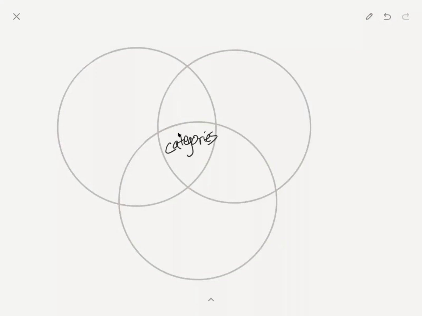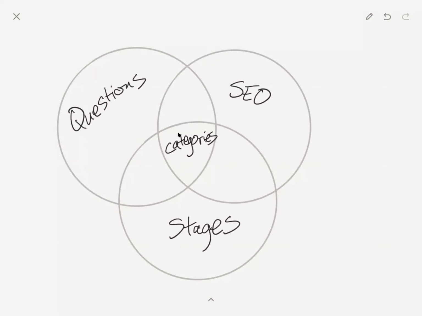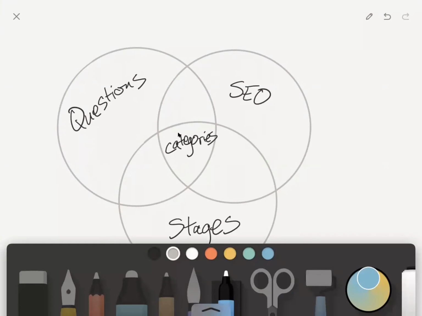All right. Then inside each of these main circles, here's the three components. First is questions. Second is SEO keywords, and third is your stages. Okay. Here's what I mean by each of those. I'm going to walk you through each one. So your categories drive all of these, and we're going to be answering questions around each one.